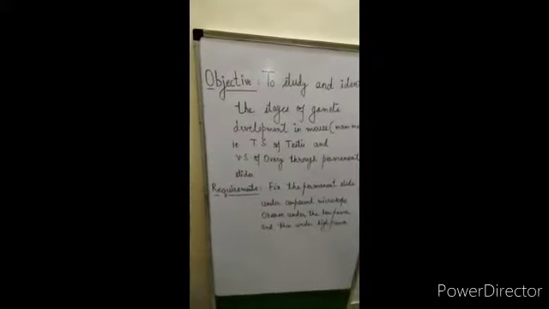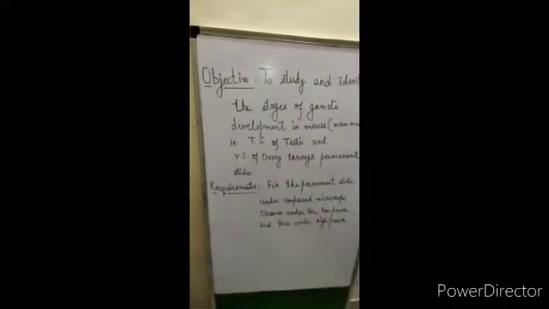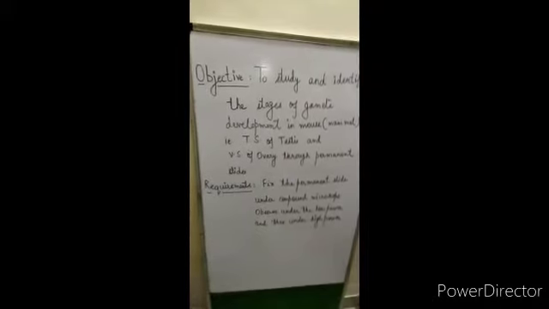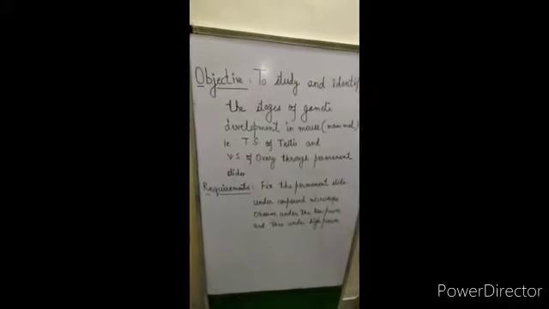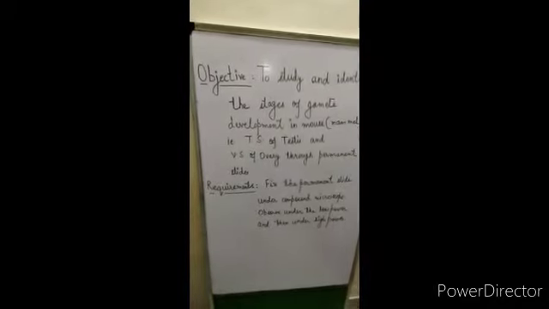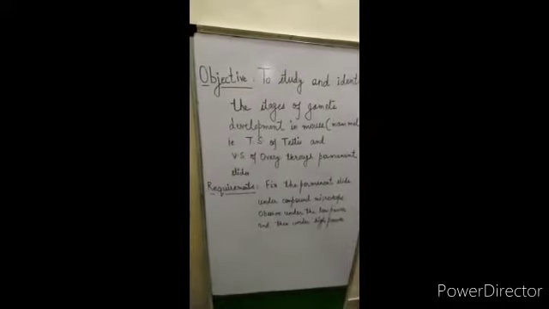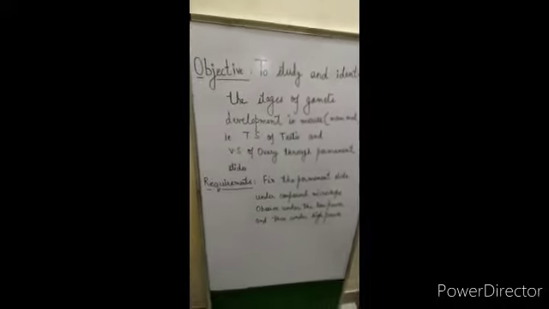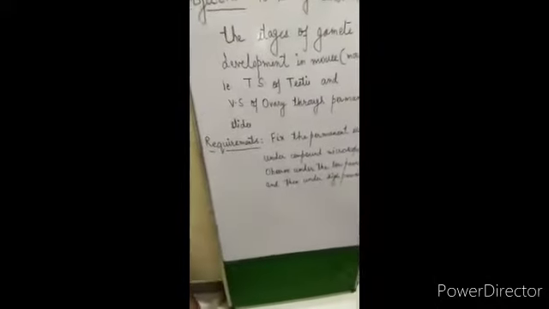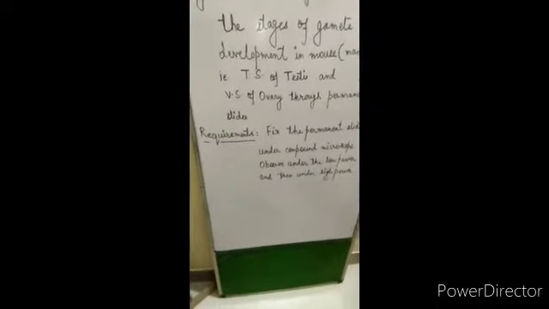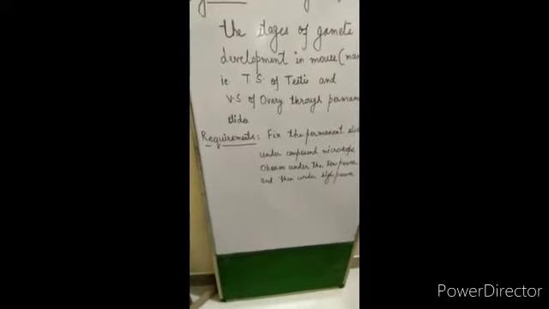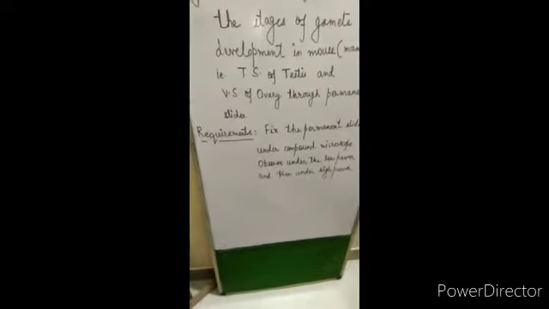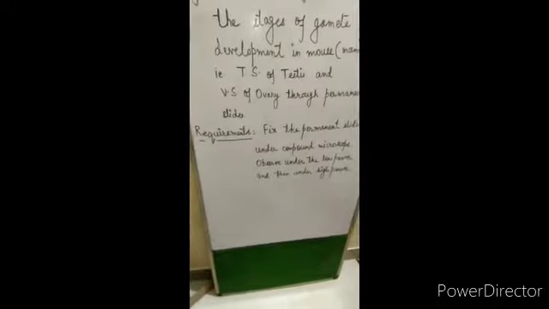Good morning. The objective for today's experiment is to study and identify the stages of gamete development in mouse, a mammal, that is TS of testis and VS of ovary through permanent slides. The materials required for this experiment are a compound microscope. We have to fix the permanent slides under the compound microscope and observe under the low power first and then under the high power.